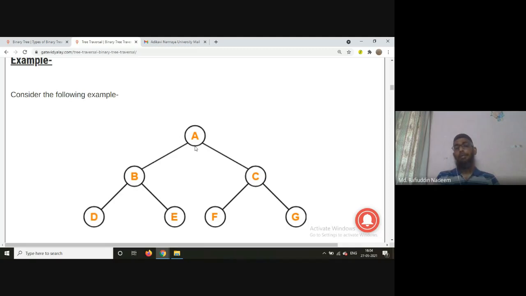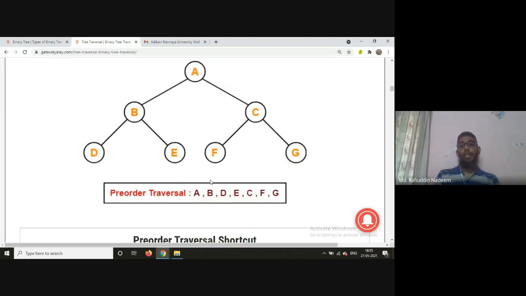Now come back to A. A is already visited first, and its left side is completely done. Then you come to the right side. After coming to the right side, you visit C. The root node is visited. Then you go to the left side. For F, this is the root. F is visited. Then no left, no right. Again come back to C. So C's root is visited, left is also over. Then come to the right side. G is visited. So we have A, B, D, E, C, F, G.